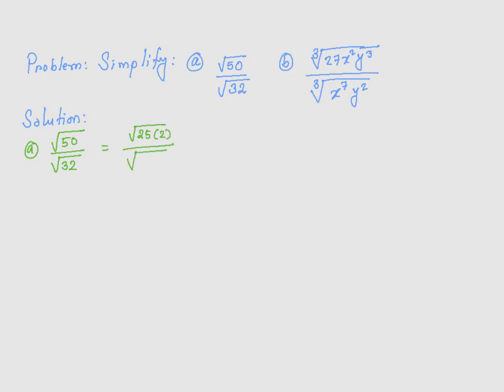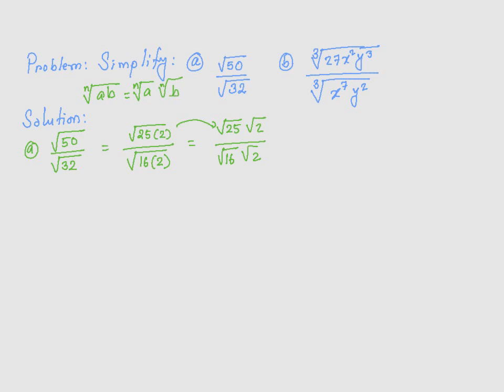Similarly, from 32 we could factor out 16. 16 is 4 squared. So 16 times 2 is 32. Now I am going to break it down into the square root of 25 times the square root of 2, over the square root of 16 times the square root of 2. In going from here to here, I have used this property: the nth root of AB is equal to the nth root of A times the nth root of B.